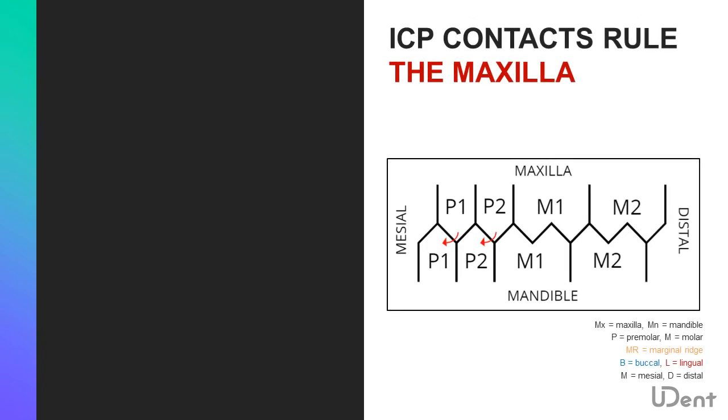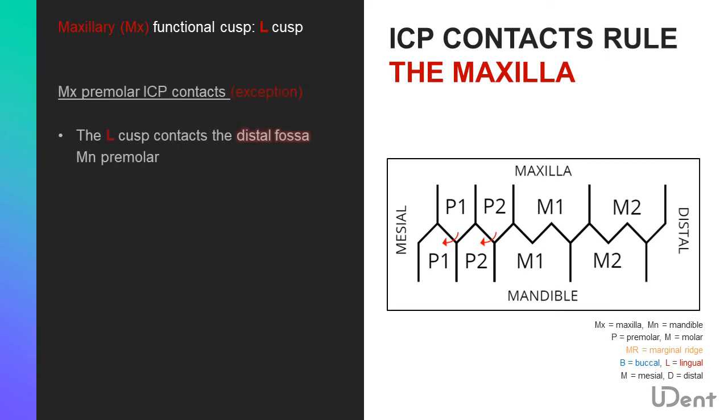Moving on to the maxillary arch, with the lingual cusp as the functional cusp. The general pattern for premolar contacts predicts the lingual cusp would have made contacts with the marginal ridge of the mandibular premolars. However, this is not the case. The maxillary premolar contacts are the exception. This exception is indicated by the red arrows.